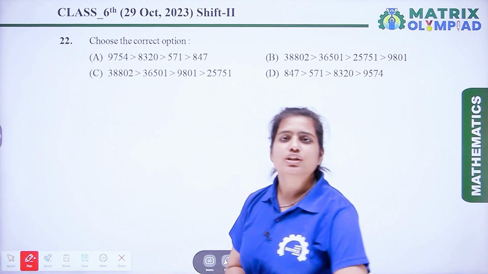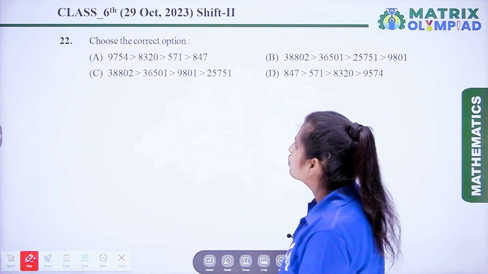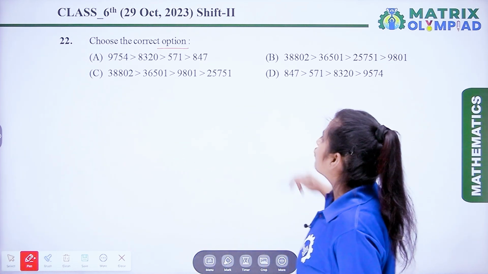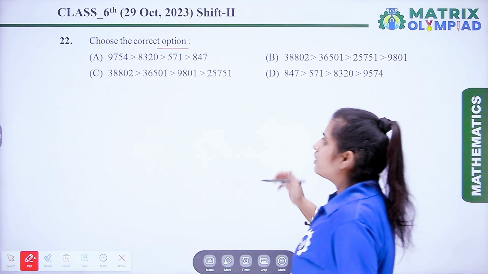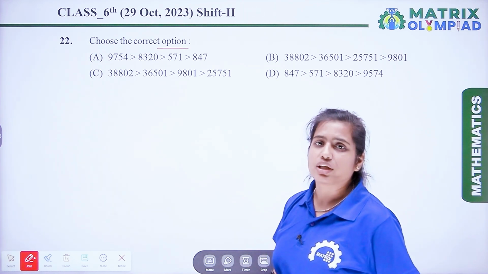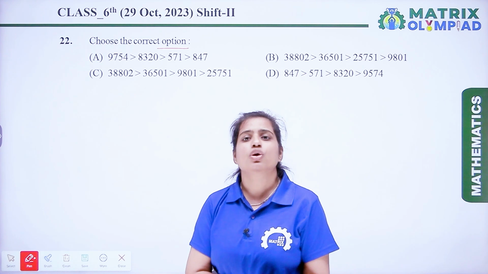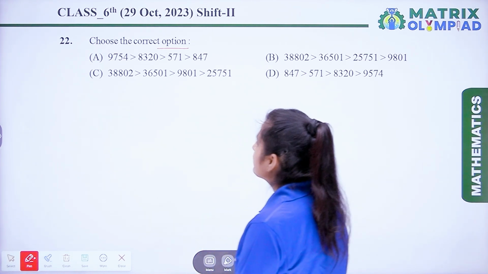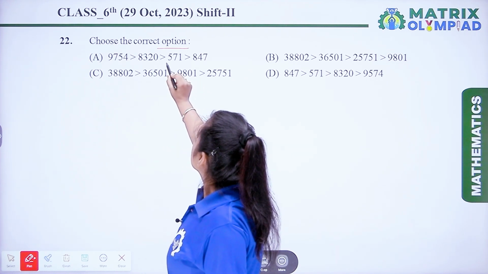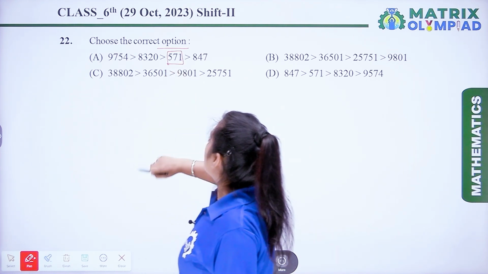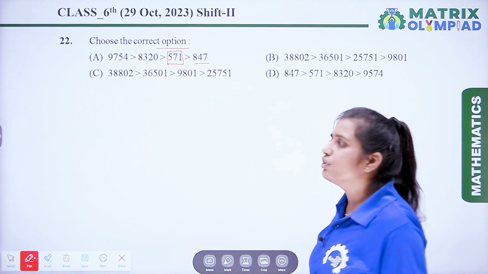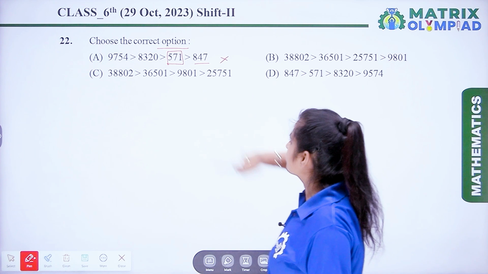Now the next question is question number 22. In this we have to choose the correct option. In these 4 options we can see that the numbers are arranged in descending order, that is largest to lowest. So let's check option A. Here 571 is not greater than 847. So the first option is not correct.